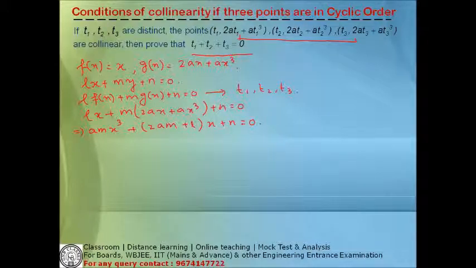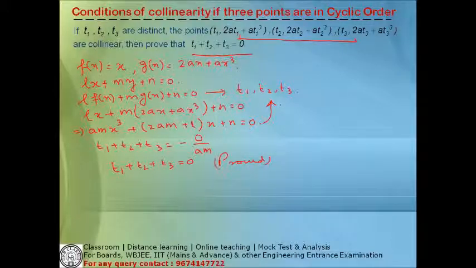Now, this equation has three roots, as I mentioned before, t1, t2, and t3. So we can write that the sum of all the roots is nothing but minus 0 by a m, isn't it? Why 0? Because there is no x square term here, so the coefficient of x square we will treat as 0. So we are getting t1 plus t2 plus t3 equals 0. Proved. Is this clear to all of you? Is this concept clear to all of you? Okay.